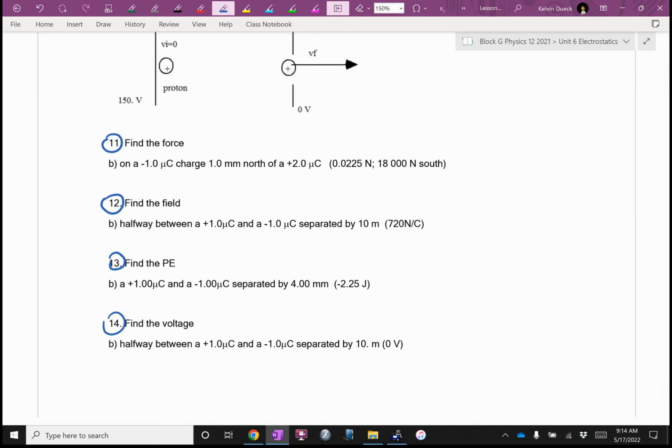You can find the force between them. You can find the overlapping electric field between them. You can find the potential energy between them, or you can find the overlapping voltage between them. It's a good summary of everything. Basically, we're done the unit. Tomorrow I'm going to talk about lightning and give you a take-home quiz. So you can also now technically do every question on the ultimate review.